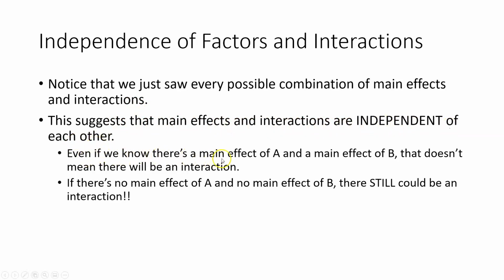Even if we know there's a main effect of A and a main effect of B, that doesn't mean there will be an interaction. And if there's no main effect of A and no main effect of B, there still could be an interaction.